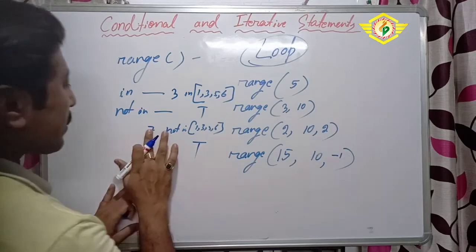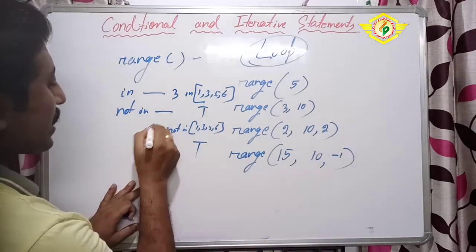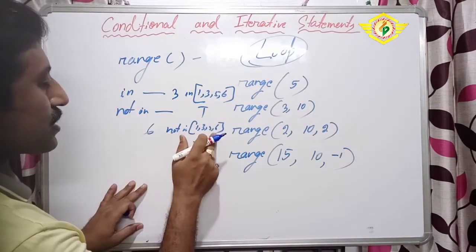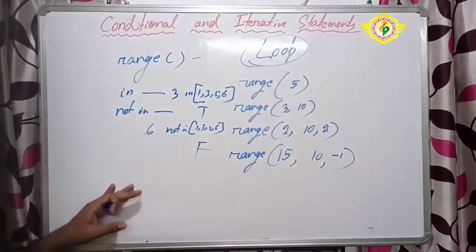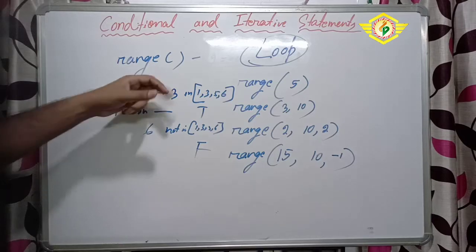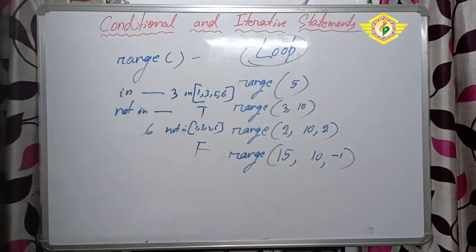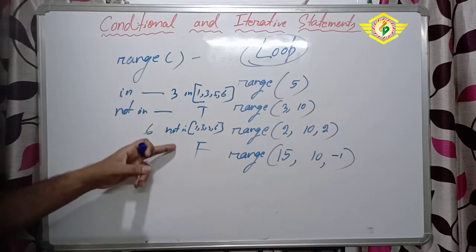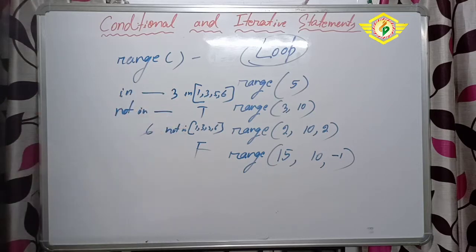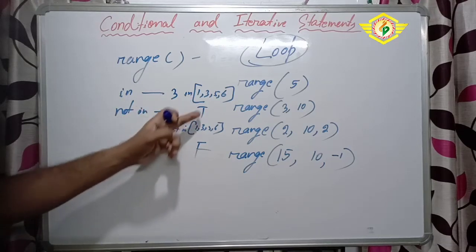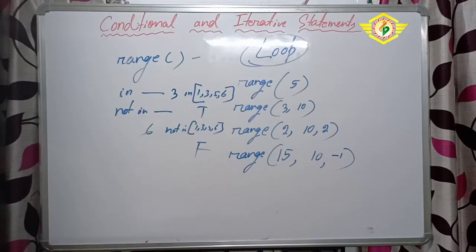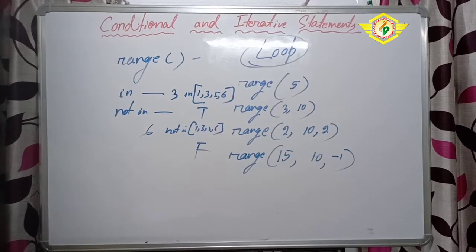But if instead of 7 I write 6 not in this one, 6 is present, so the value will be false. So in checks whether it is present, and not in checks whether it is not present. It is one type of conditional statement also. According to its conditions, the value will be in Boolean form, either true or false.